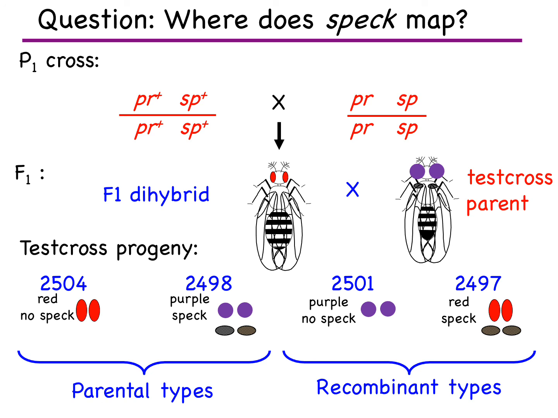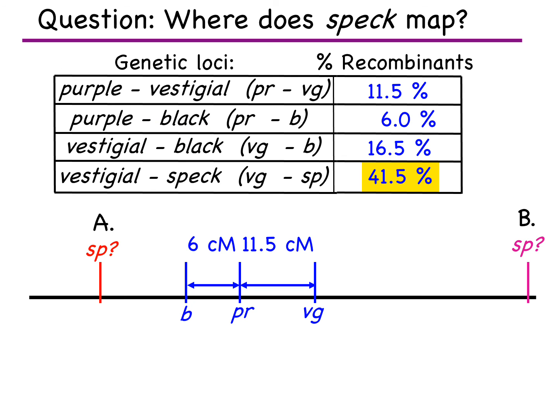The reason it's telling us that is because the number of parental types and the number of recombinant types are basically the same. So this tells us that these genes are at least 50 centimorgans apart on the genetic map. So now we can go back to this map again, and I can ask you, which side of the purple gene should we place spec? Should it be to the right, option B, or to the left, option A?